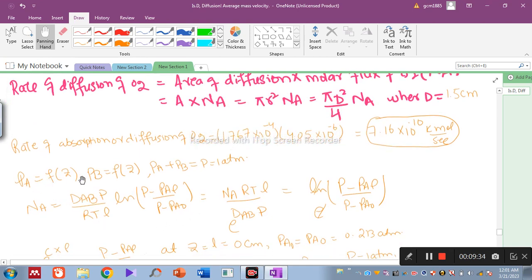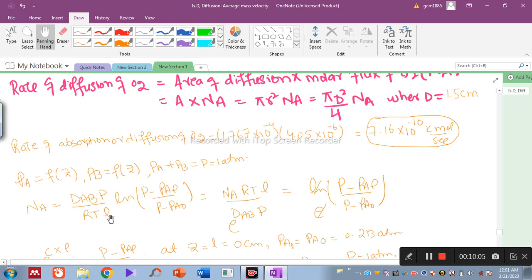Now the partial pressure of oxygen and the partial pressure of nitrogen along the diffusion path will be obtained from this equation: diffusion of component A through non-diffusing component B. This value is already obtained. In part 1A, we have obtained this molar flux. This value is given to us, and R and T are also given to us. This P is 1 atm, this is 0, and this is 21%, and this is 1 atm.